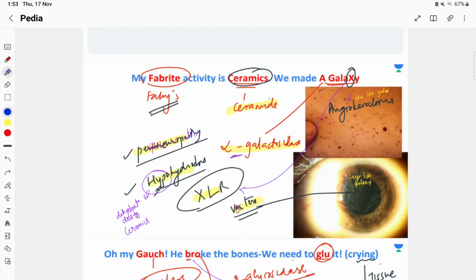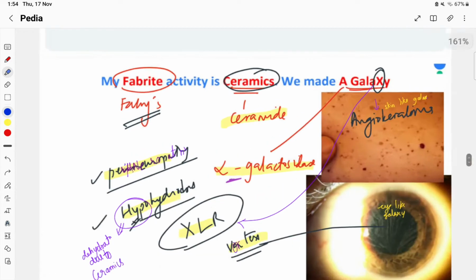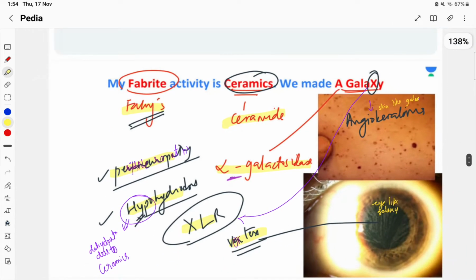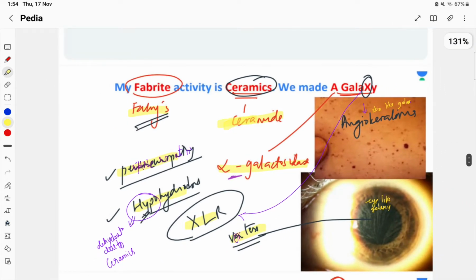So let's begin. The first one is: my favorite activity is ceramics, and we made a galaxy out of it. Okay, so my favorite activity, favorite gives Fabry's. So it's about Fabry's disease. Then it says my favorite activity is ceramics, so what is accumulating is ceramide.